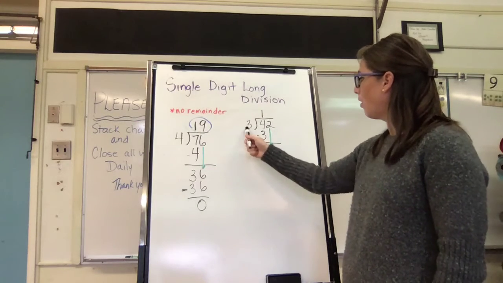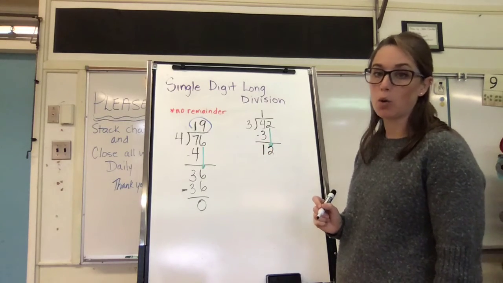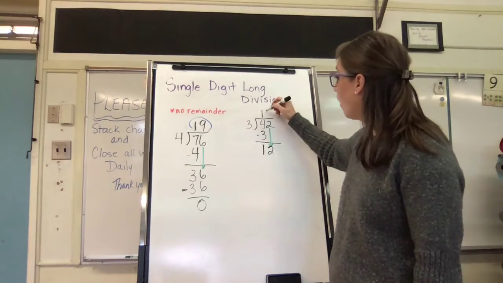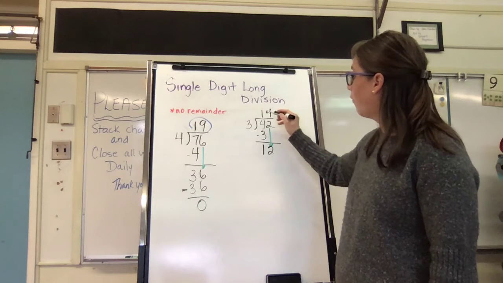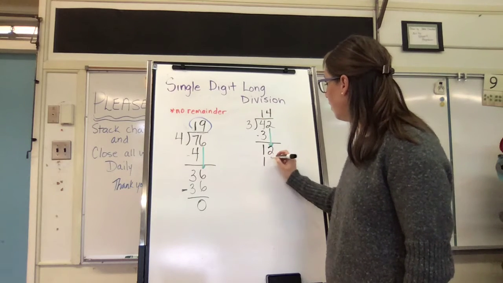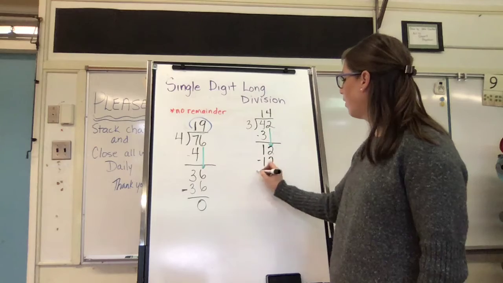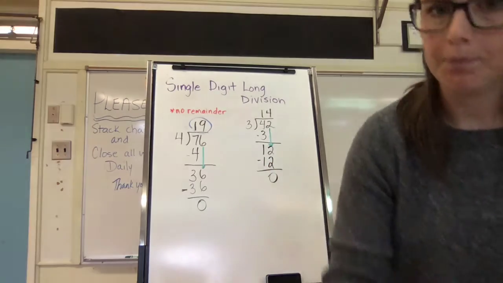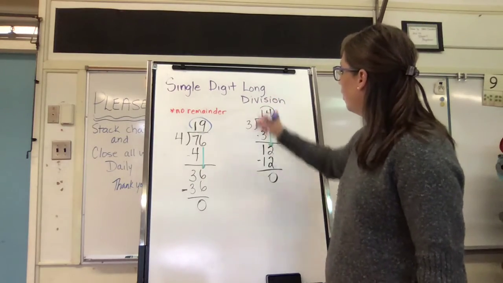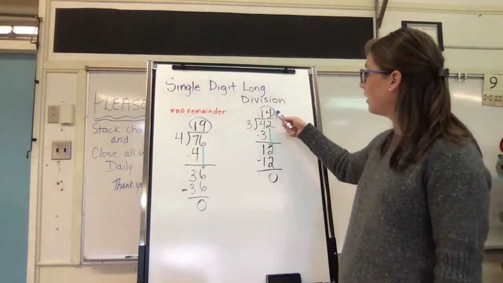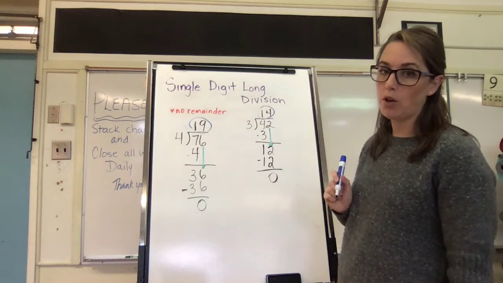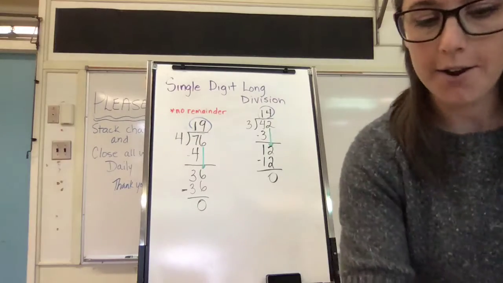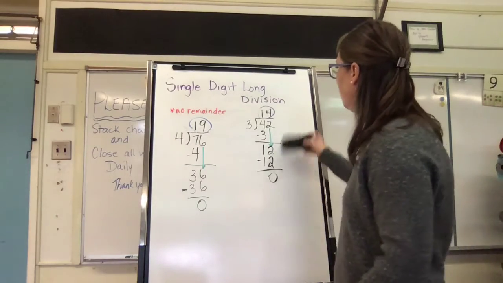So we're going to look at how many times can 3 go into 12. Again, with your multiplication tables, that's going to be 4. 4 times 3 is 12. You subtract, you're left with no remainder. So our quotient is 14. So 42 is divided by 3 14 times. Okay, got a couple more here.